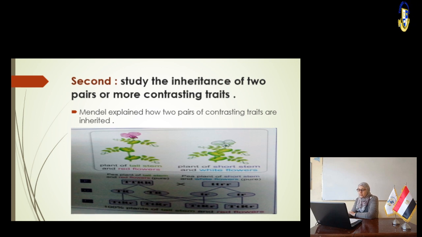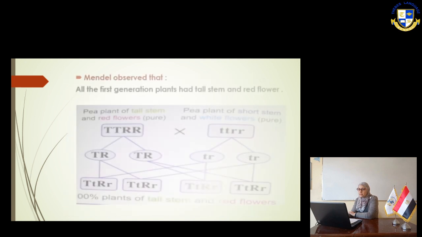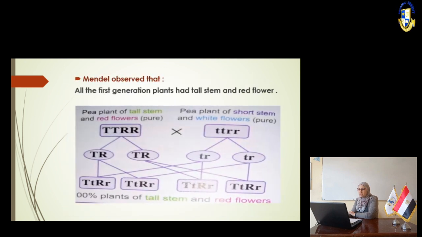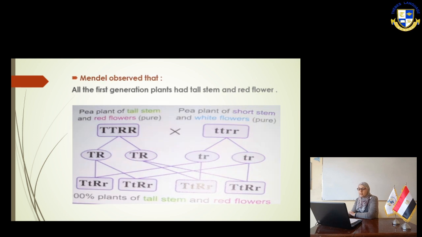Slide number 8. Mendel observed that all the first generation plants had tall stem and red flower. So here we have a pea plant of tall stem and red flower, T capital, T capital, R capital, R capital, and the pea plant of short stem and white flower, T small, T small, R small, R small. We can see the first generation, 100% of the plants are tall stem and red flower, T capital, T small, R capital, R small.